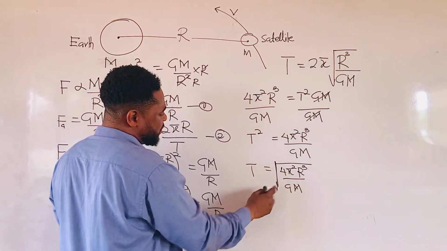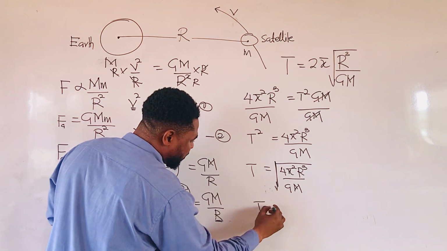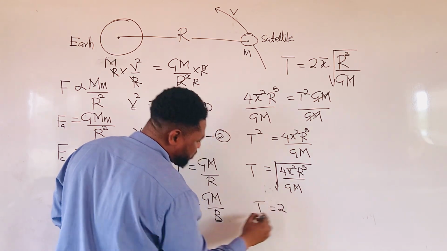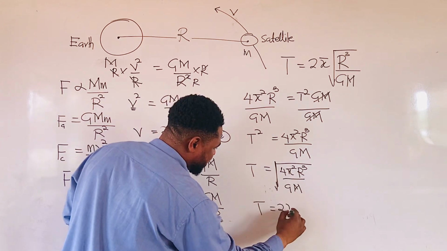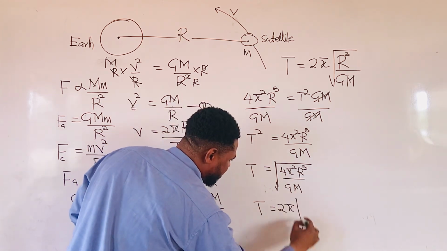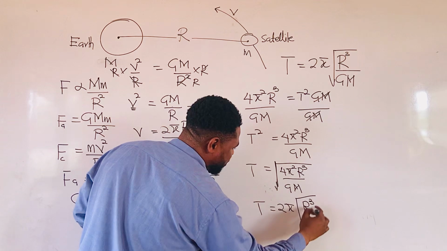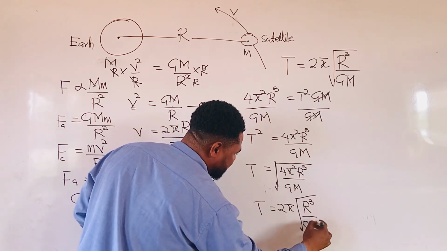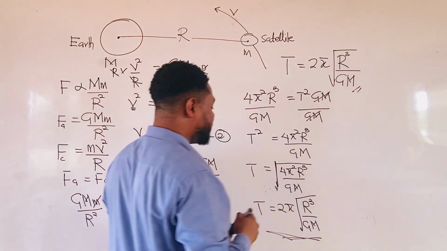Viewers, from what we have here, we can find the square root of 4, and it will give us 2. The square root of pi squared will give us pi. All right, outside the bracket, then we have R cubed, all divided by GM. And this is the formula that we are looking for.